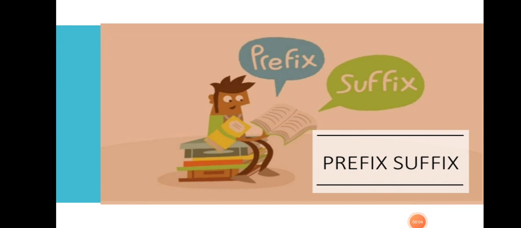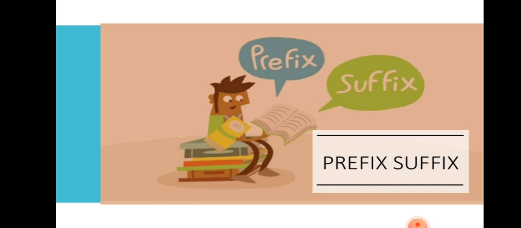Today's topic is prefix and suffix. Prefix: some words, not words, some things you will add before the word, like un, dis, okay, before the word, and you call that a prefix. And some you add at the end of the word, you call that a suffix.